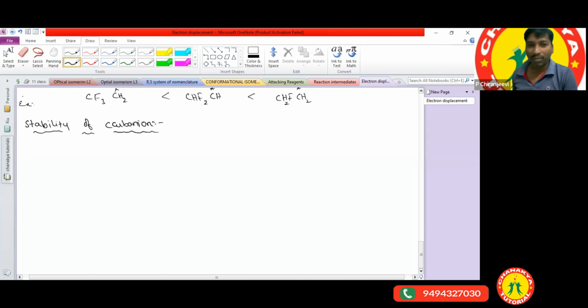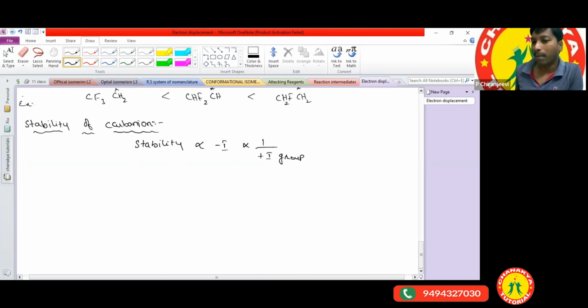Okay. Sir, what is the stability order of the carbene ions here? Stability is directly proportional to minus I groups and inversely proportional to plus I groups. Okay, it is exactly opposite to the stability of the carbocations and the stability of the free radicals. So the stability of the carbene ions is exactly opposite: it is directly proportional to minus I groups and inversely proportional to plus I groups.